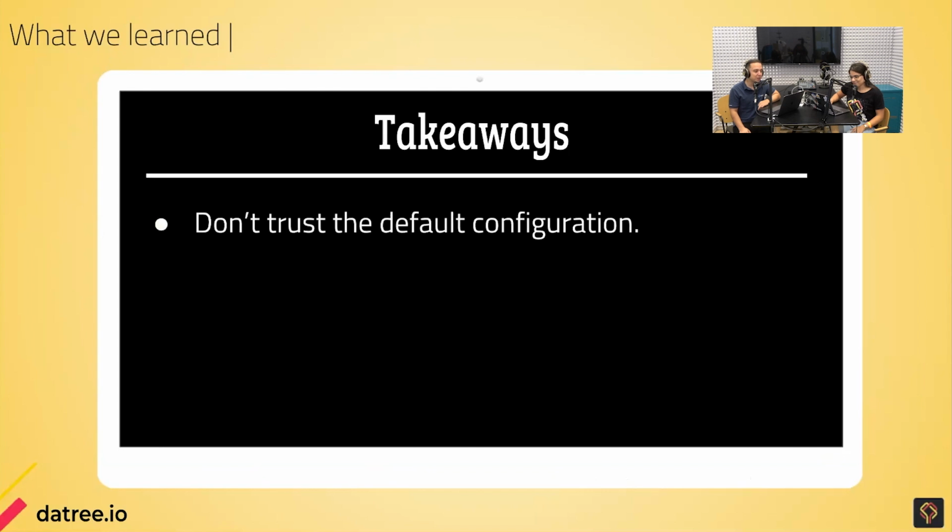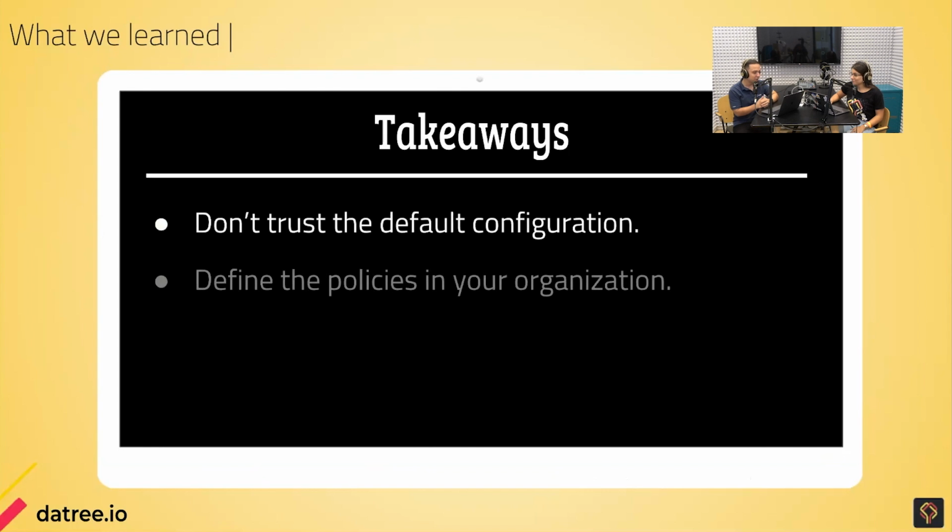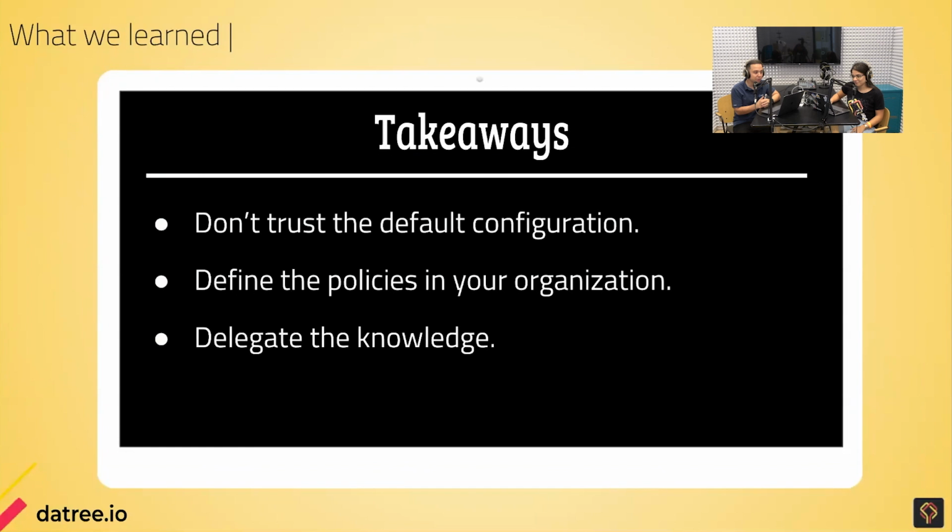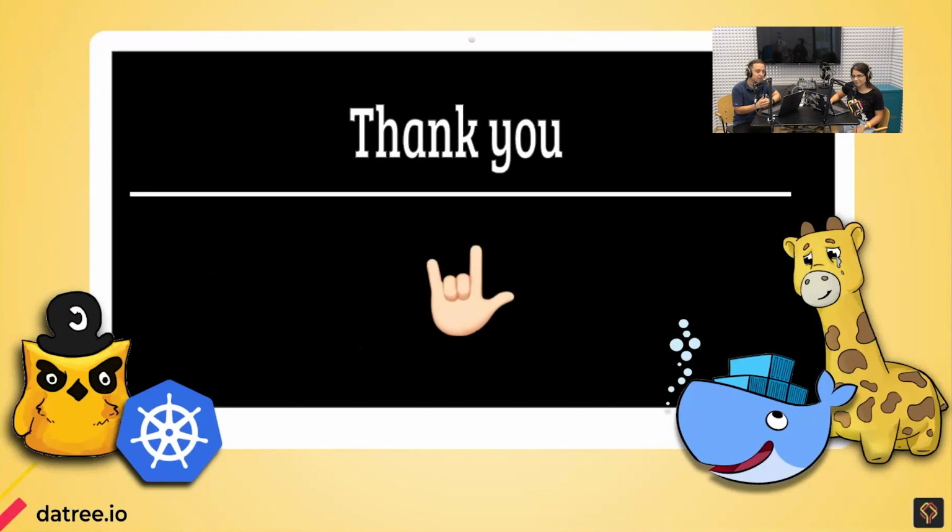Awesome. So thank you very much. My main takeaways from this lightning talk are: don't trust the default configuration, make sure that you define policies in your organization and that you check them automatically, and delegate the knowledge to your developers. And it can happen to anyone. It can also happen to us.